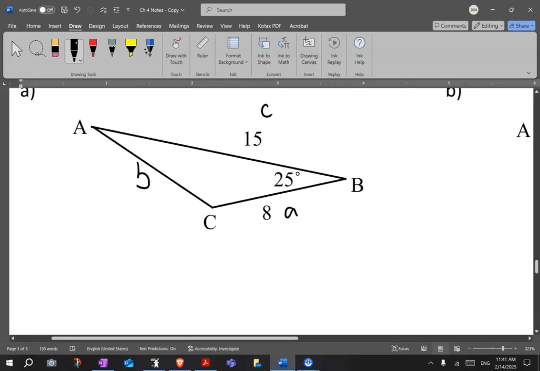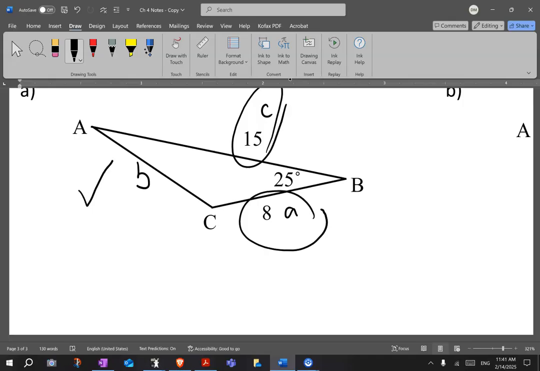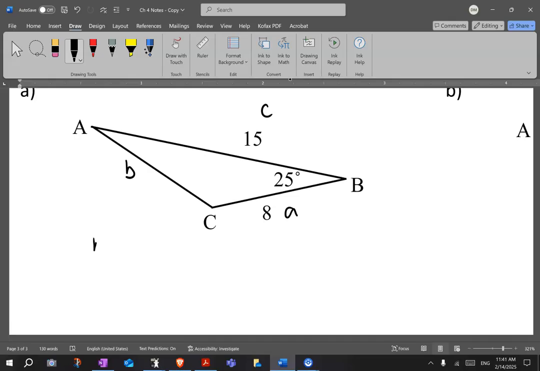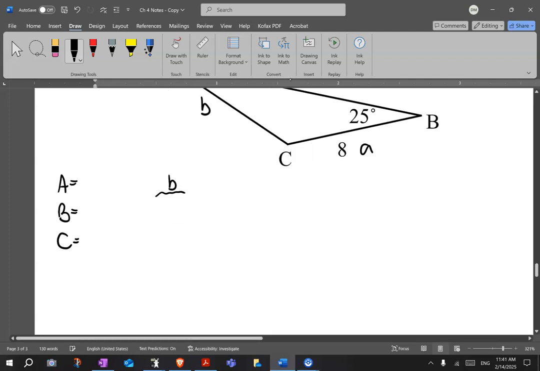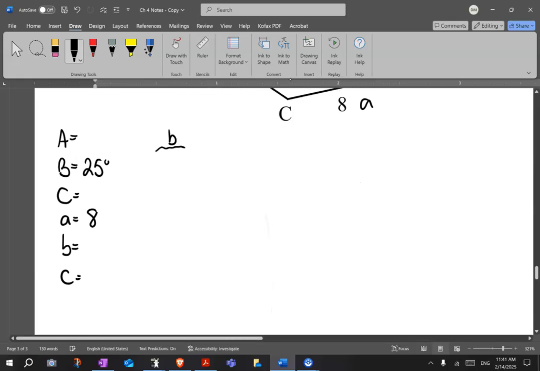So let's take a look here. Cosine law requires 3 sides. I've got 2 of the sides, I'm missing the side, but I do have the angle still. So I can use the cosine law, and I'm going to find B first. Maybe off to the side, I'll write down what I know, and then I can fill it in after. So I know B is 25 degrees. I know little a, side A, is 8. And side C is 15. And I'm going to find B.